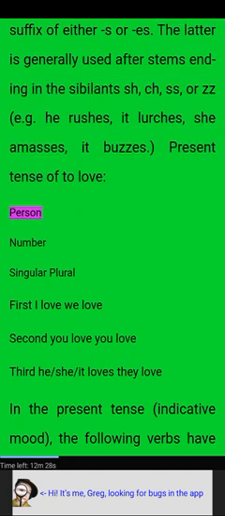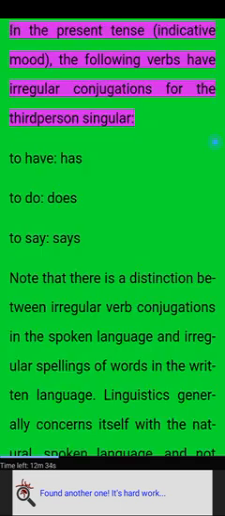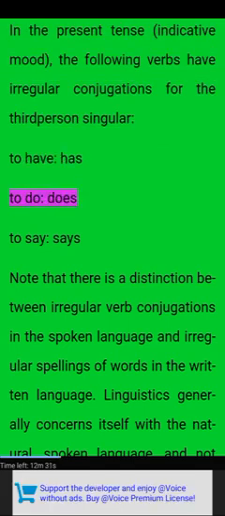Present tense of to love. Person, number, singular, plural. First: I love, we love. Second: you love, you love. Third: he, she, it loves, they love. In the present tense indicative mood, the following verbs have irregular conjugations for the third person singular. To have, has. To do, does.